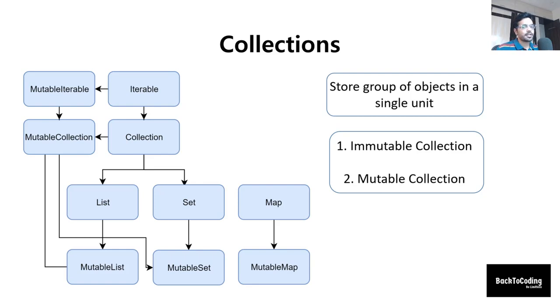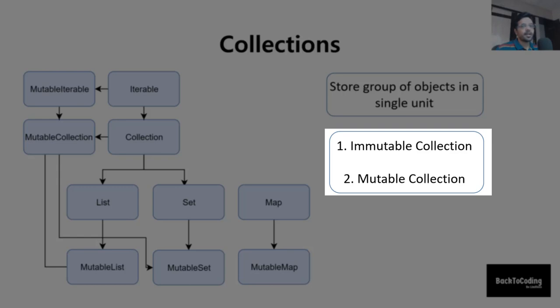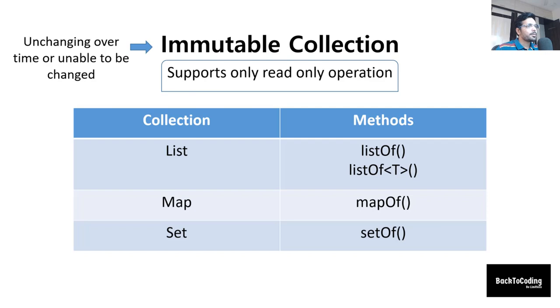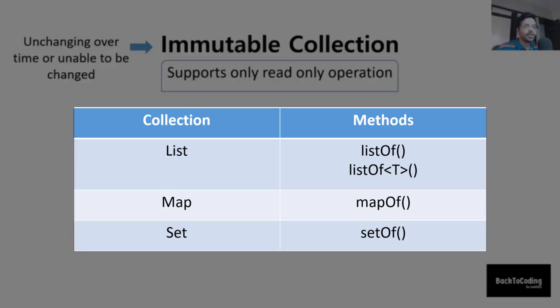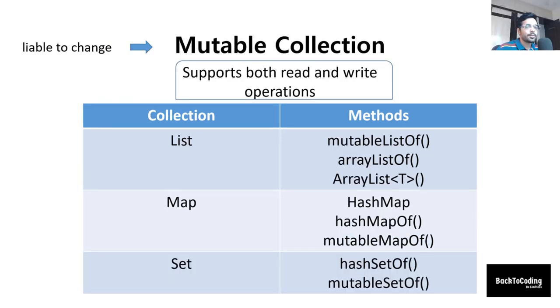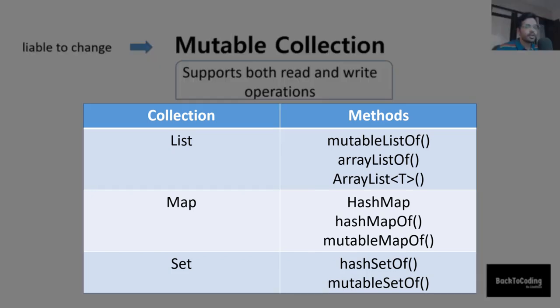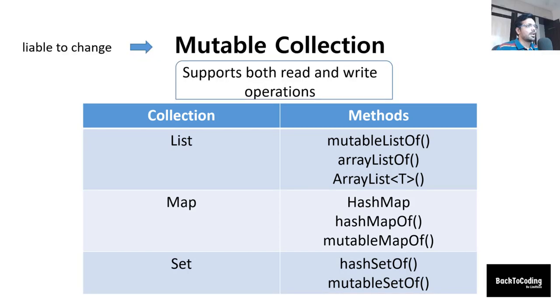There are two different types of collections: immutable collection and mutable collection. Immutable, as the name suggests, doesn't support change. It supports only read-only operations. Here is a list of immutable collection types. Whereas mutable collection types support both read and write operations. Here is the list of mutable collection types. We are going to see all of them one by one.